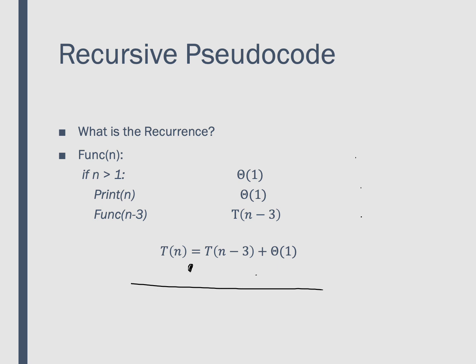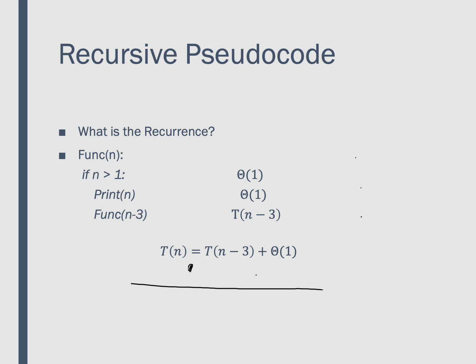Now, to express this function mathematically, we define T(n) as the time taken to execute function n. So we can say T(n) = T(n-3) + 1. This equation tells us that the time complexity of function n depends on the time to process function n minus 3 and the constant overhead from printing n and checking the condition.